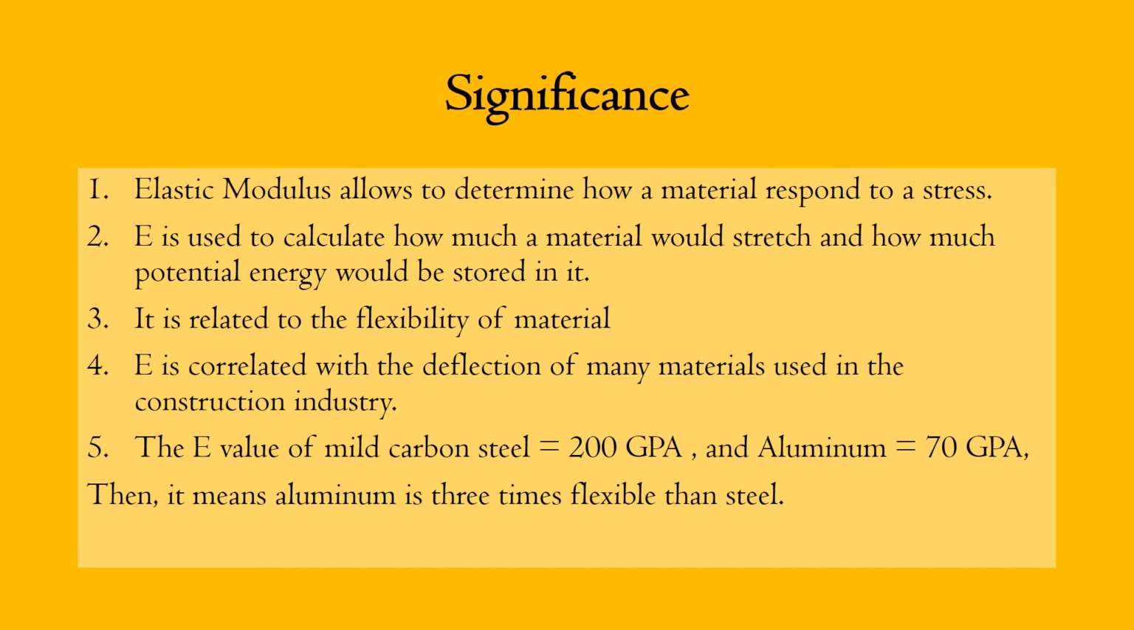For example, if the E value of mild carbon steel is 200 gigapascals and that of aluminum is 70 gigapascals, it means that aluminum is about 3 times more flexible than steel. This means the carbon steel requires more stress to undergo any deformation. So aluminum is more flexible than steel. I hope this concept is clear to you.